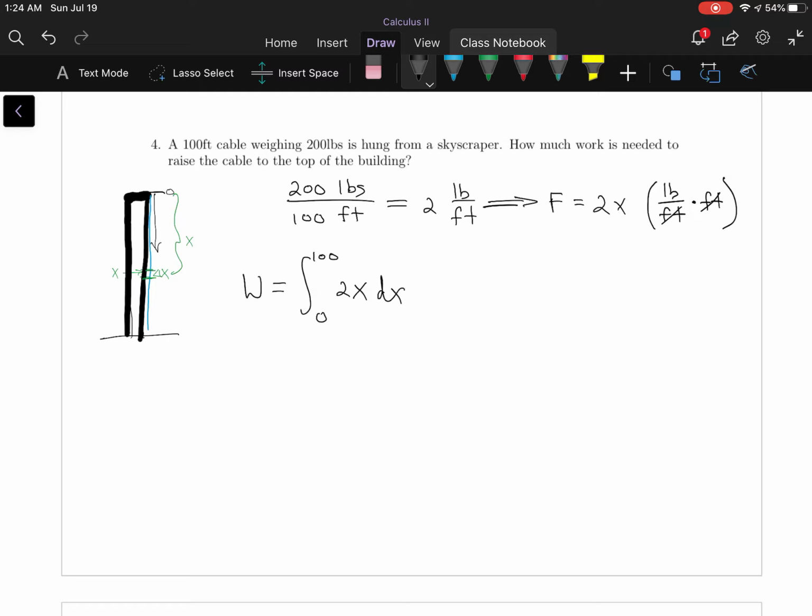Remember, we're picking up the piece right at the top, which is our point 0, and pulling everything even down to the bottom length. And remember, the cable is of length 100. And so this is what's going to give us our answer. It integrates to x squared, which we evaluate from 0 to 100, which gives us 10,000 foot-pounds.